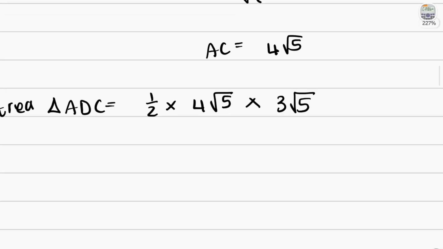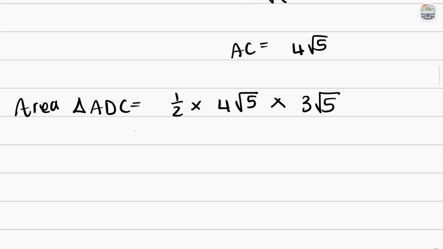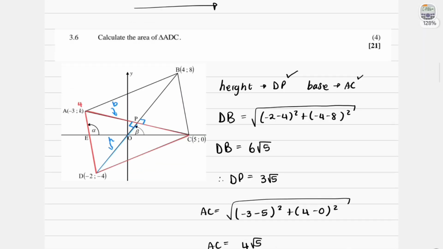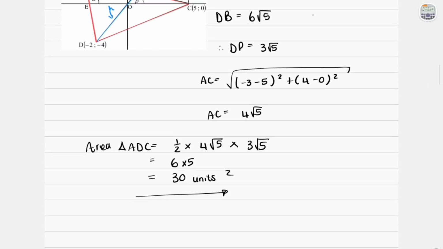Okay, 4 times 3 is 12. 12 times a half is 6. So this is 6. And then square root 5 times square root 5 is just going to be 5, because they are the same thing. They become squared and it's just times 5, which is equal to 30. So 30 units squared. And that is our answer. And that is it for question 3.